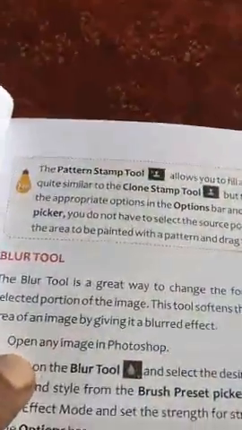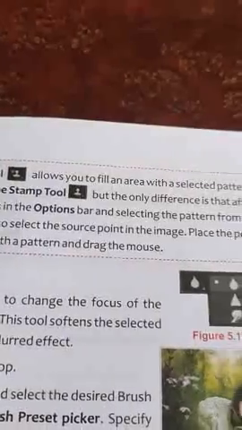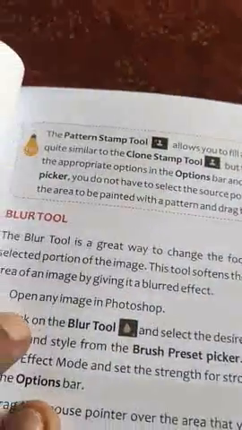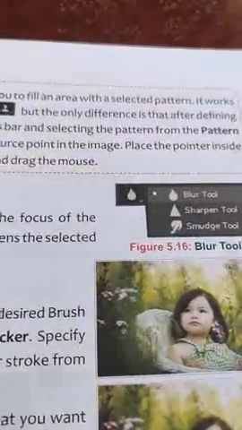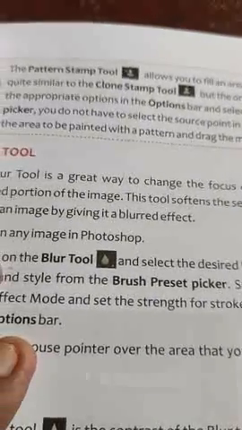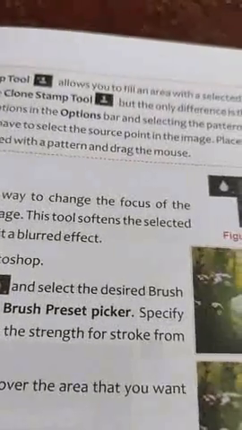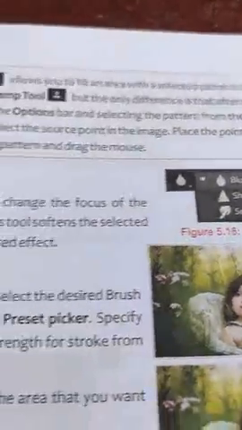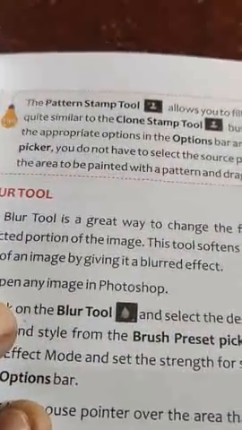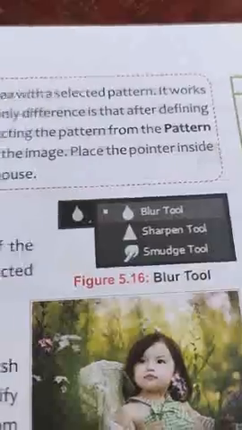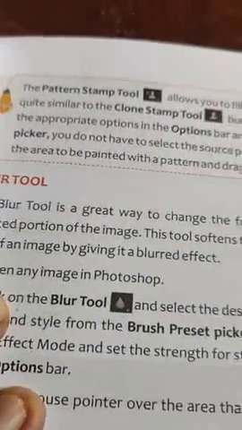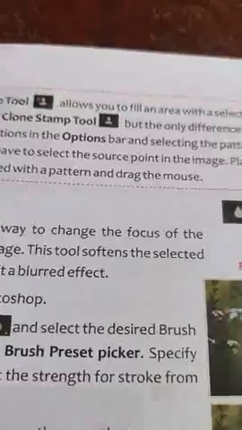Okay, use the clone stamp. These are the clone stamp sampling. And pattern stamp tool. Pattern stamp tool allows you to fill an area with a selected pattern. It works quite similar to the clone stamp tool, but the only difference is that after defining the appropriate options in the option bar and selecting the pattern from the pattern picker, you do not have to select the source point in the image. Place the pointer inside the area to be painted with a pattern and drag the mouse.